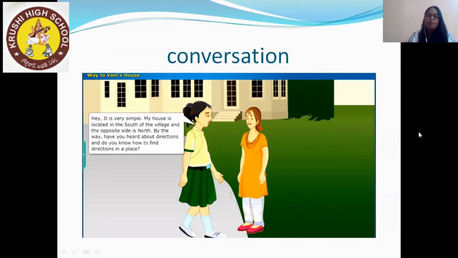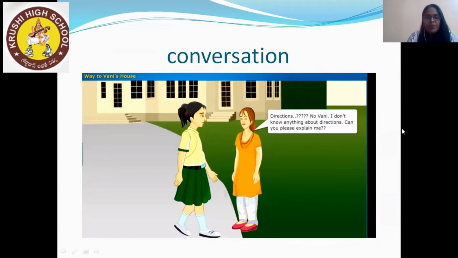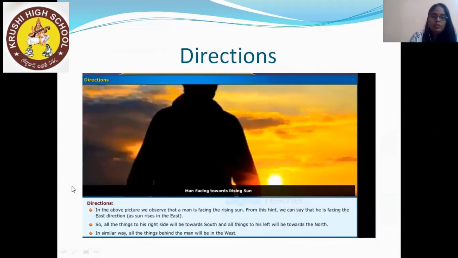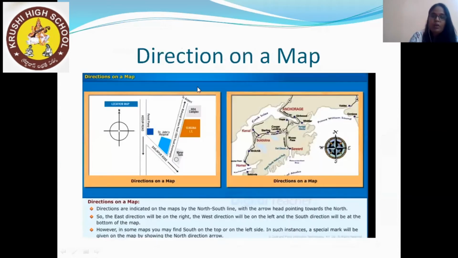So she said that it's very simple to know about the directions, and she started explaining about the directions to Rani. Actually Rani was not aware of the directions, so she asked her to explain. Now the conversation went on, children.